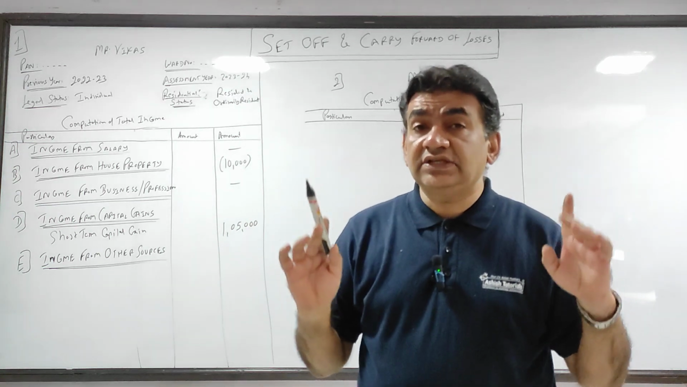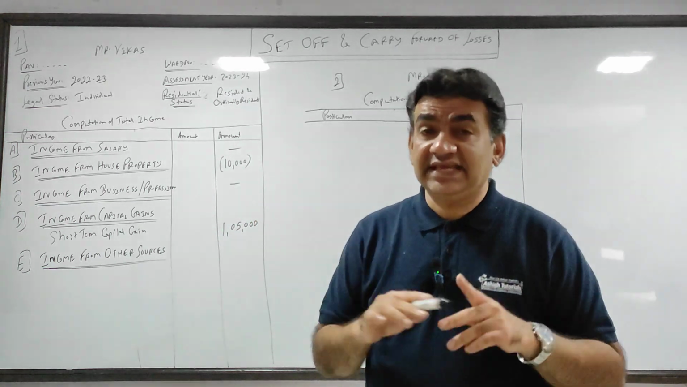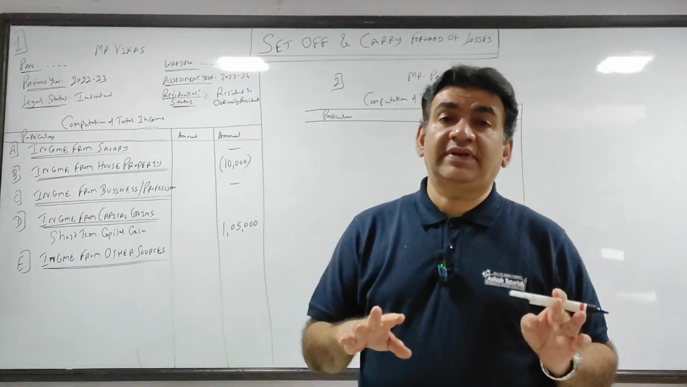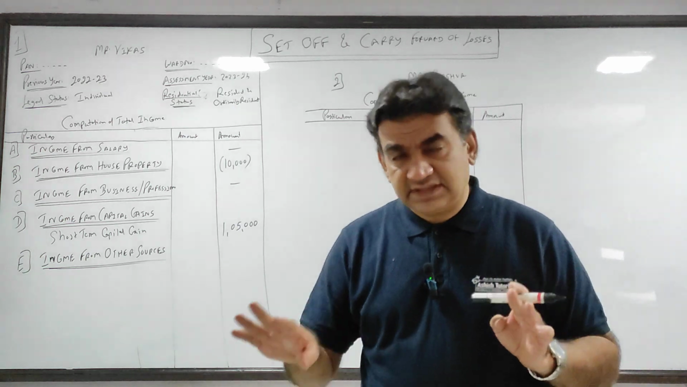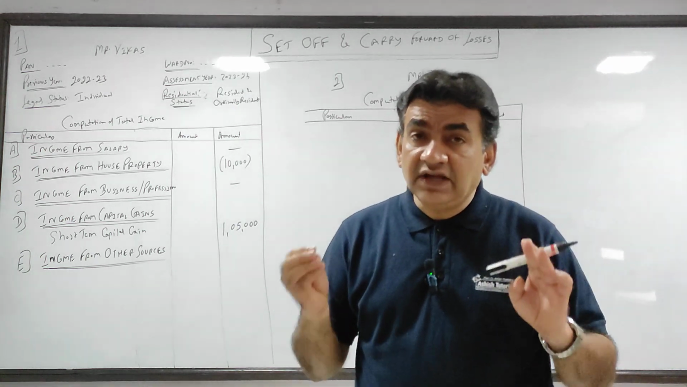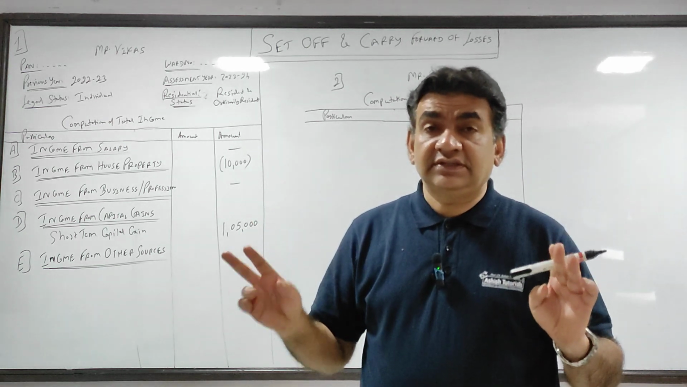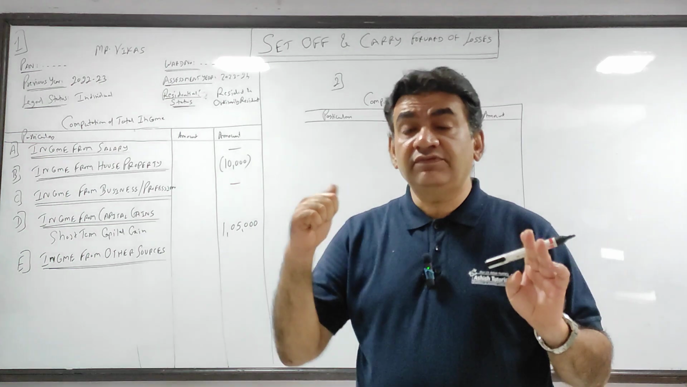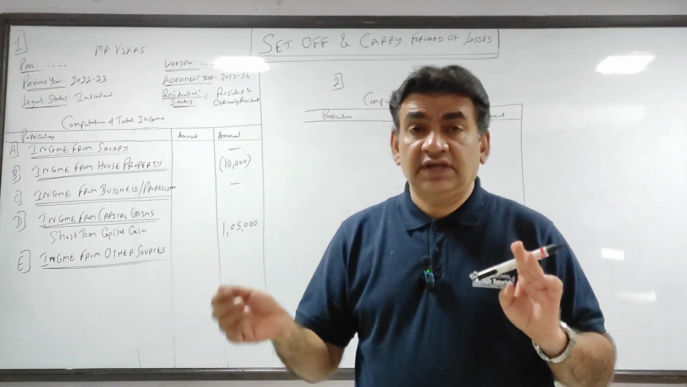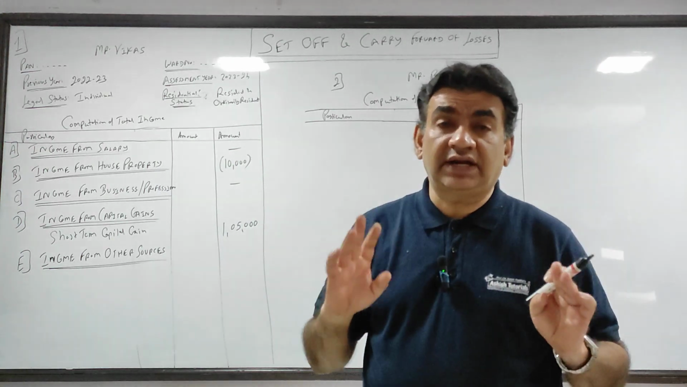Now, other sources will also include speculative income and losses, like gambling, betting, lottery prize. Now, remember, that point is going to come. If you make a loss out of any speculative transaction, there are two speculative things. One is speculative business and one is speculative income which comes in other sources. I am talking right now of other sources.